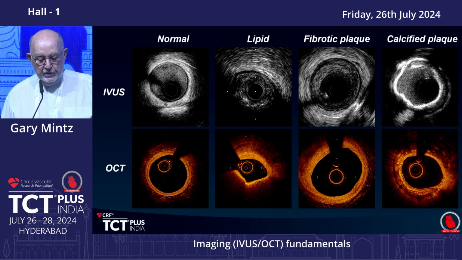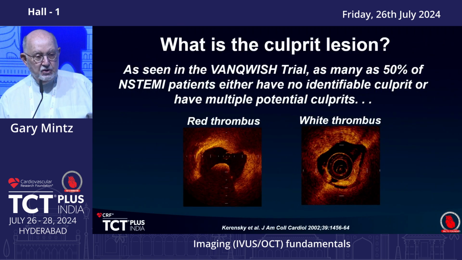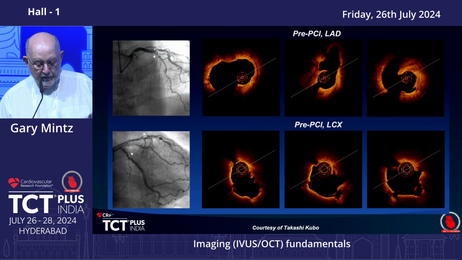The one circumstance in which OCT clearly has an advantage is in thrombus detection, this being red thrombus and this being white thrombus. Why do I mention that? Because especially in non-STEMI, at least half the time, you either have no clear culprit or you have multiple potential culprits. In this case example from one of our former fellows, Takashi Kubo, there's a potential culprit in the LAD and the circumflex. You can see there's an old plaque rupture in the LAD, there's no thrombus, but there's thrombus in the circumflex, identifying this as the culprit lesion.